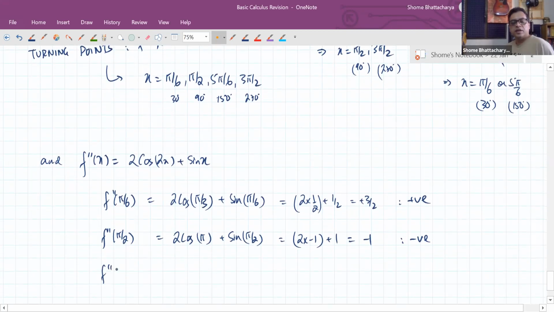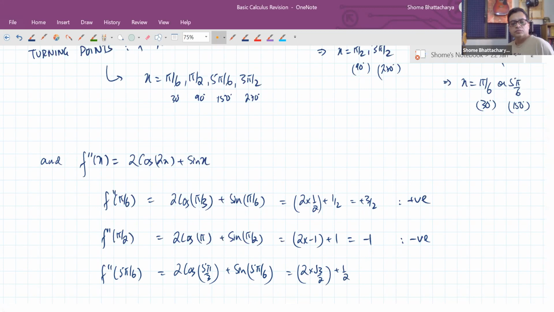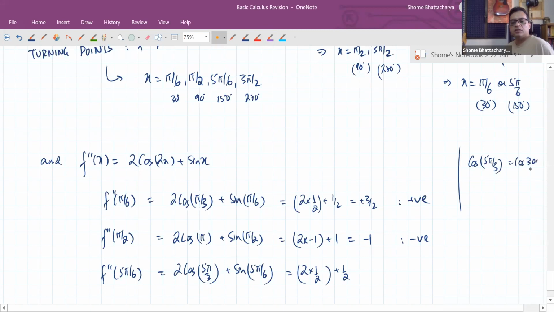Then again, the second derivative at 5 pi by 6 is 2 cos 5 pi by 3 plus sine 5 pi by 6. So that will become 2 times cos 300, plus half. You can see that cos 5 pi by 3, which is cos 300, is equal to cos pi by 3, which is equal to half. So that's again a positive value.